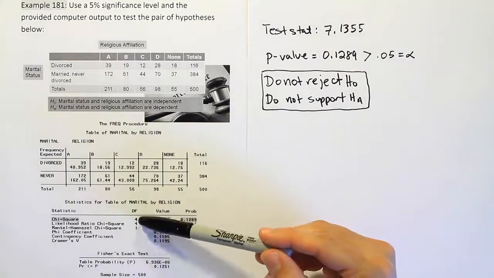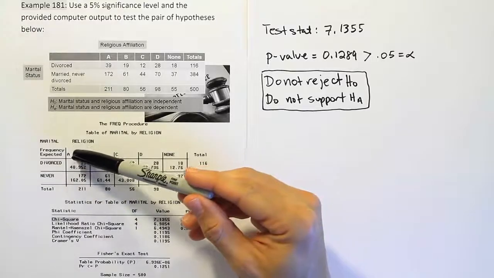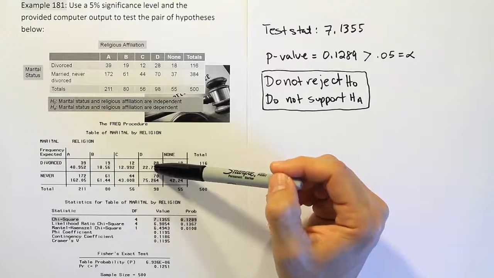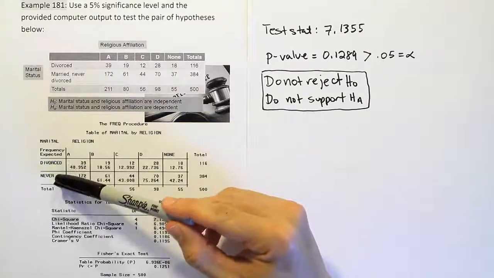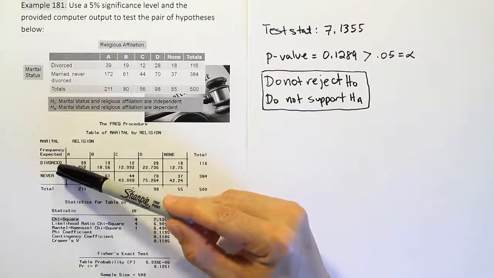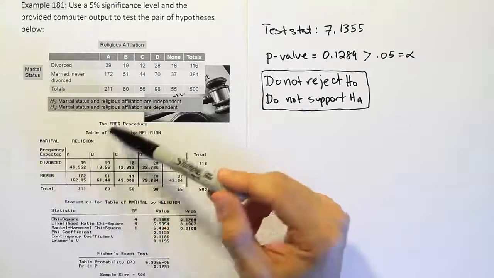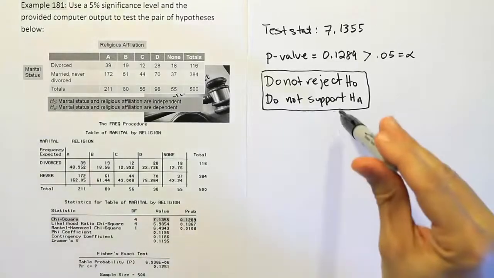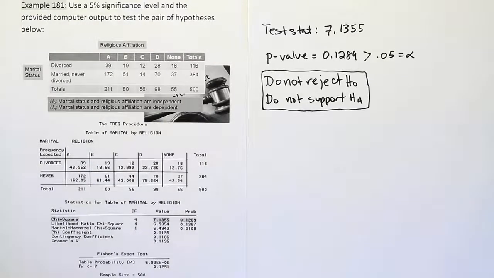Where do they get the degrees of freedom 4? Remember that there are 1, 2, 3, 4, 5 columns here. If you take away 1, you get 4, and you multiply that by the number of rows minus 1. Well, there are only 2 rows. If you take away 1, you just get 1. So it's 1 times 4, and that's how they get that degrees of freedom. So everything here is really great, and we end up with the conclusion for our hypothesis. And that's it.